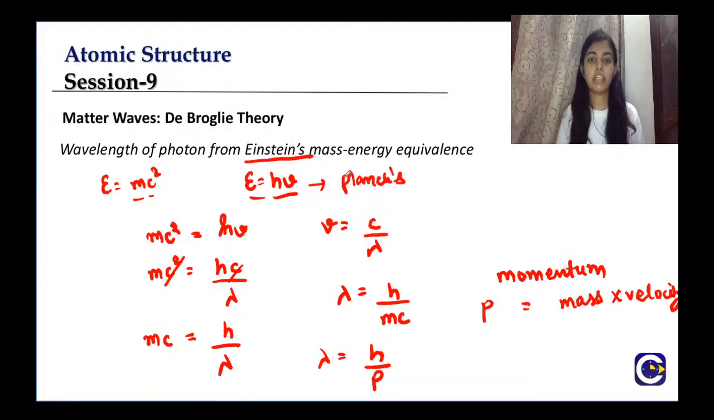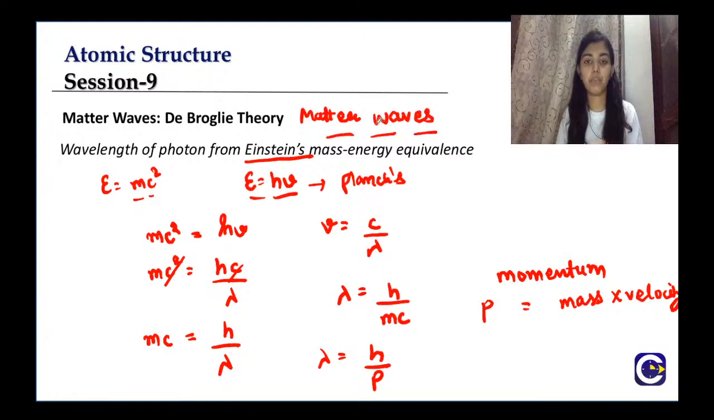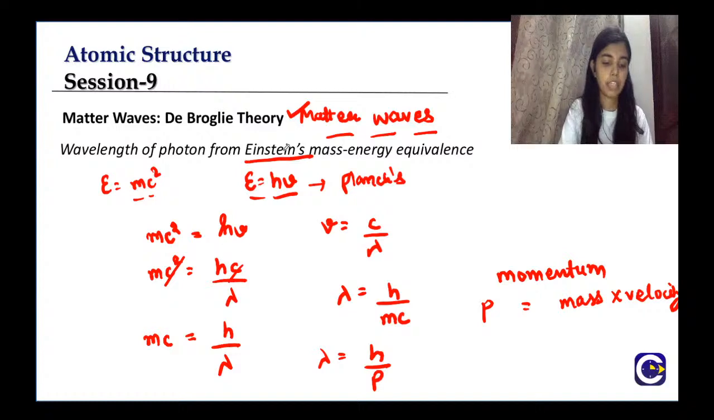So he stated that each matter, whether it be a smaller particle or the bigger particle, is associated with a wave, right? These kind of waves which are associated with the matter are known as matter waves, because he considered that for matter, particle nature is also there and wave nature is also there, right? Okay, am I clear? Is the de Broglie theory clear?